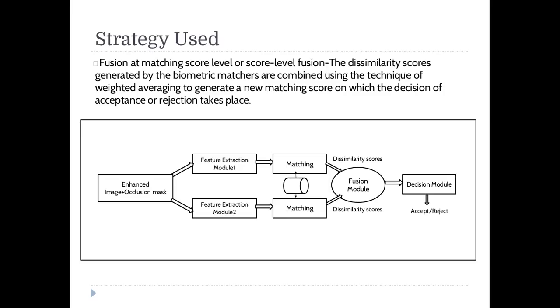The strategy here is that we are using two features, feature 1 and feature 2, and both of them are extracted from the single image, and using two different matching schemes we match them. We get two different dissimilarity scores. They are being fused using a weighted averaging model, and then a decision is being taken on whether you are going to accept or reject it.